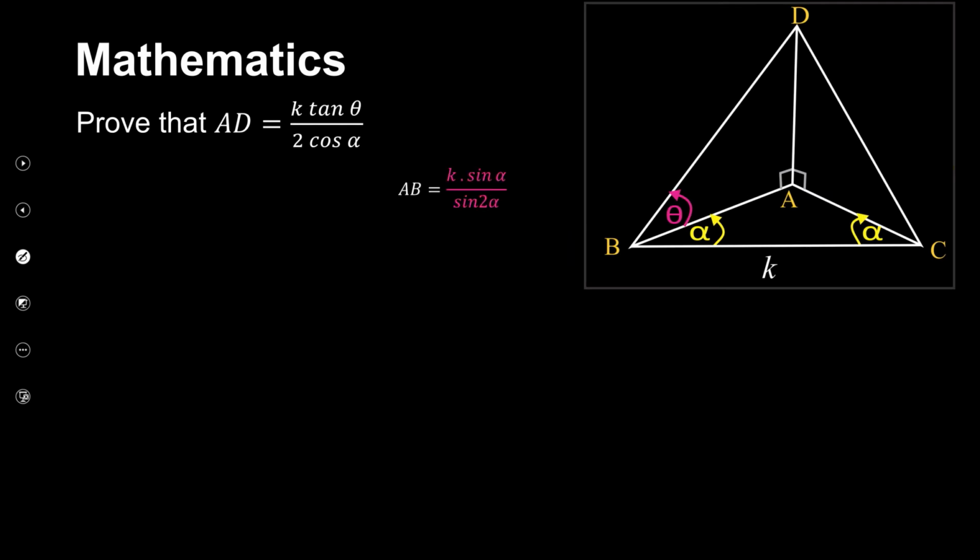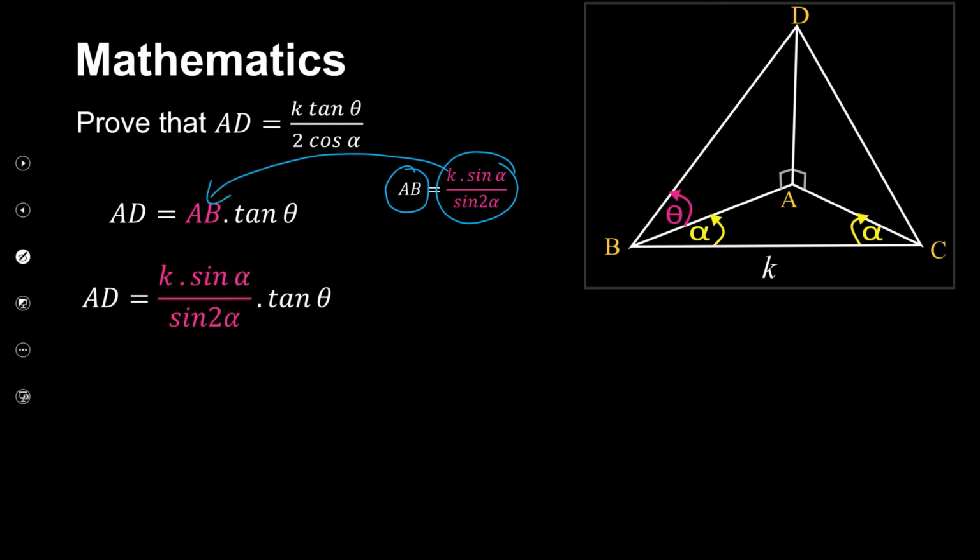So let's go back to where we started off. We said AD was equal to AB tan theta at the beginning, and now we've just proved that AB is equal to k sine alpha over sine 2 alpha. So I'm going to put this in place of AB there, and there we go. Now I just need a bit of algebra to figure out what's happening.